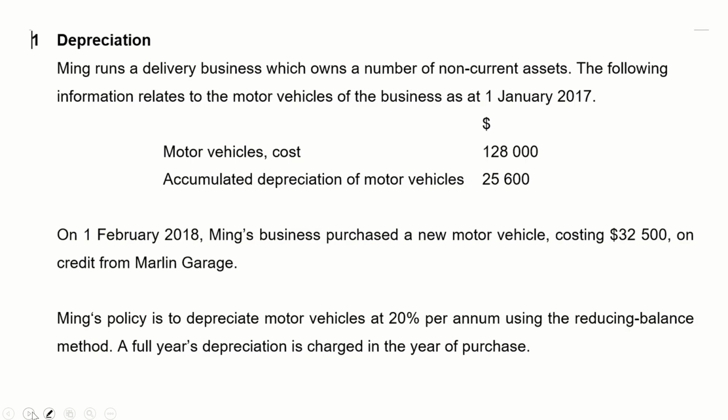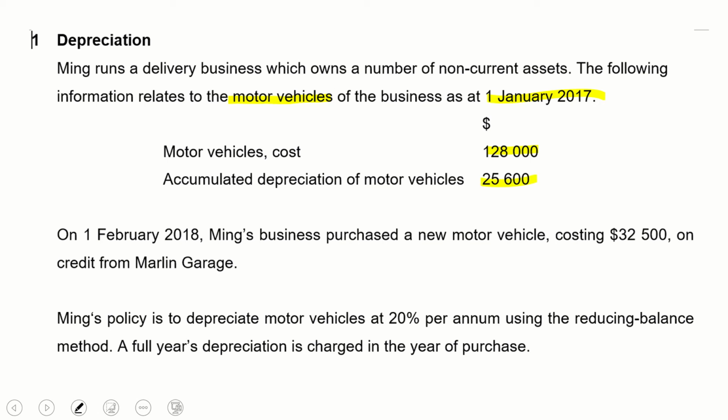The first question is a question on depreciation. I will run through the question with you and focus on some of the important information that you need to know. Firstly, you need to realize that this non-current asset that we are referring to are motor vehicles. They have also given you the values for motor vehicles on 1st of January 2017. The business is Ming, and they have given you the cost of the motor vehicles as well as the accumulated depreciation of motor vehicles.